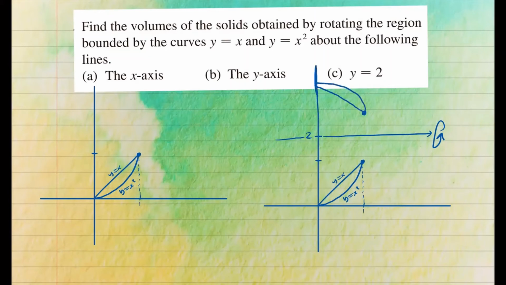Let me try to redraw that. This seems not so good. So here's the point, and here's our line, y equals x, and here's the curve. As you're revolving, you're creating these washers. So there's the inner piece and here's the outer piece. So these are again vertical washers, so we're going to integrate with respect to x. Something like that will be the 3D image.